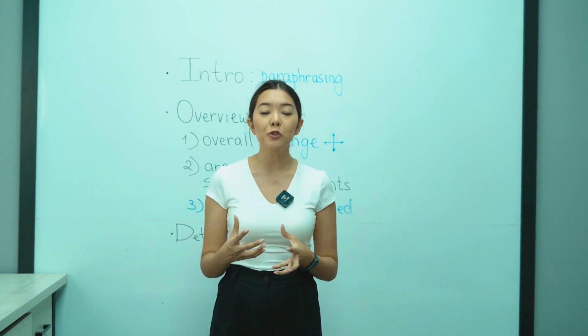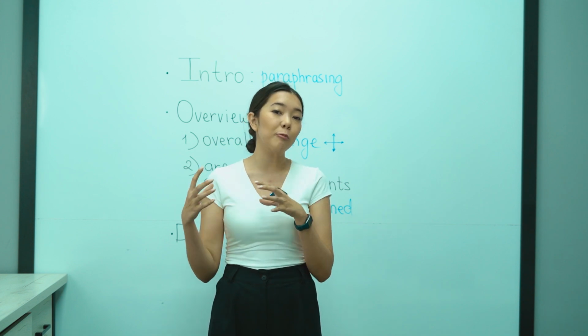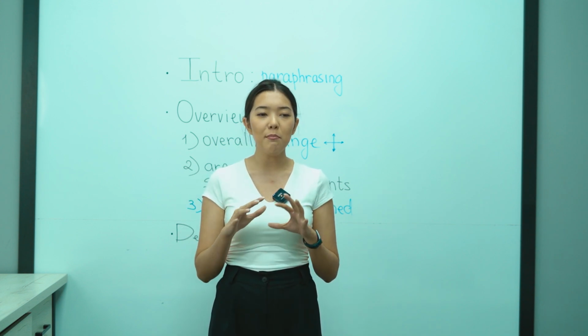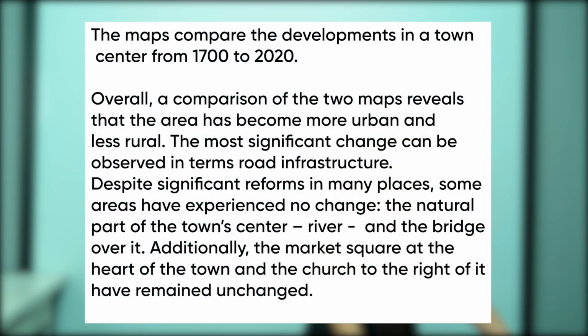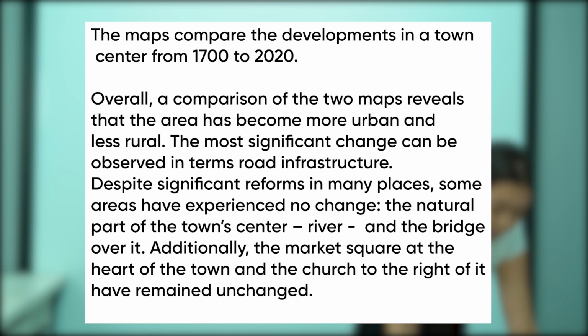I will read it for you and I will explain some important places, because as I said before, a map is not difficult at all. The maps compare the developments in a town center from 1700 to 2020. Overall, a comparison of the two maps reveals that the area has become more urban and less rural. The most significant change can be observed in terms of road infrastructure. This one is our introduction and overview.